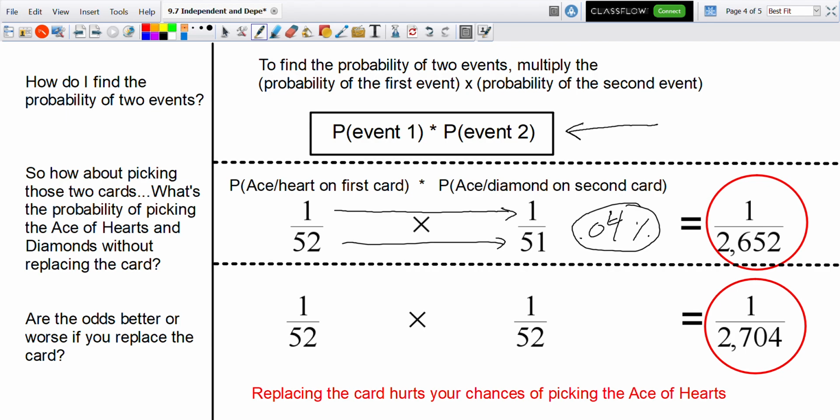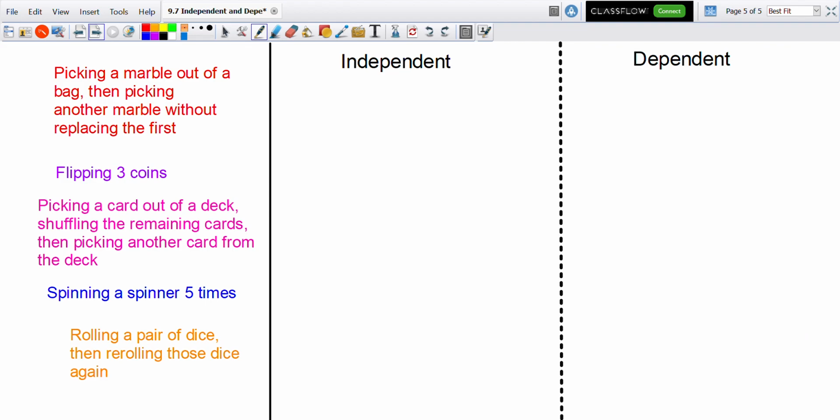Okay, we're going to finish off with a little bit of sorting here. So I want you to take some time. There are 5 different options, or 5 different events here. I want you to place them into the independent or dependent columns. Is this an independent or a dependent event?